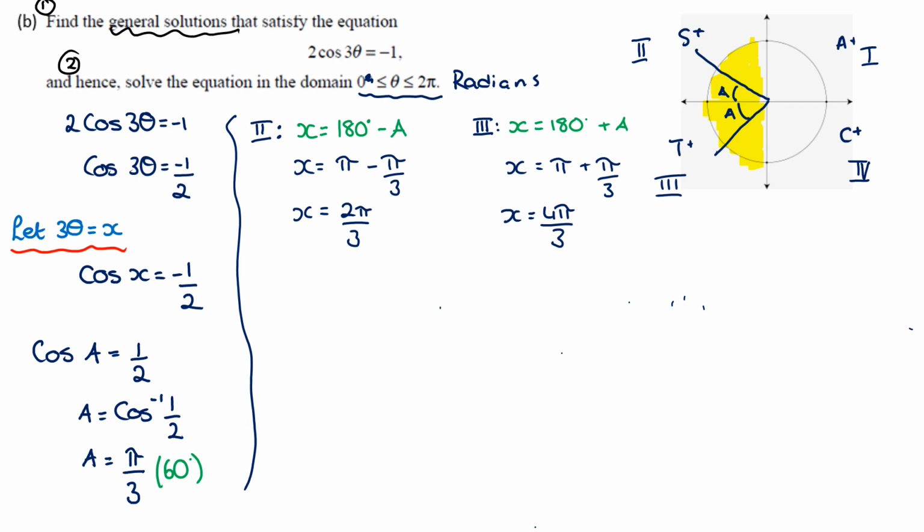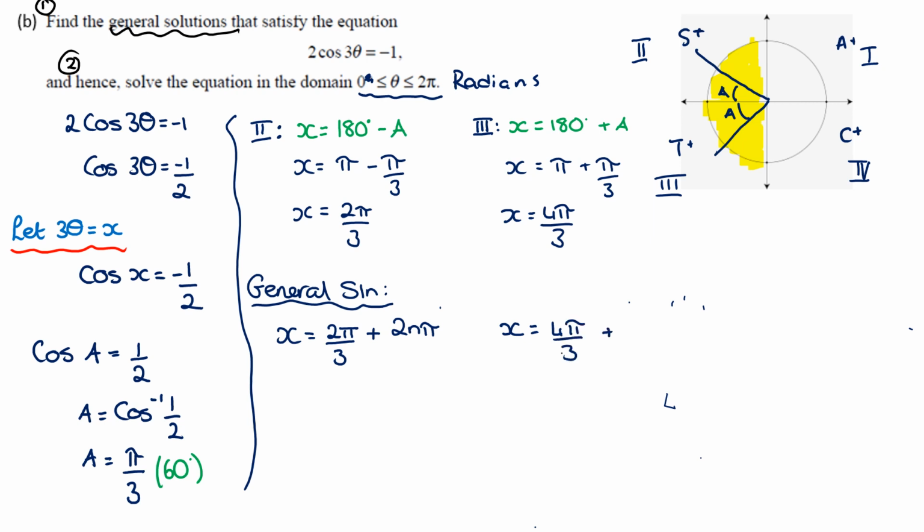We're not trying to solve this straight away. We're actually trying to get the general solution. So in order to get the general solution, we're going to put in any number of rotations. That means x is actually equal to 2 pi over 3 plus some number of rotations. Usually it's 360, but we have 2 pi because we're dealing in radians, so it's 2n pi, where n is the number of rotations. And here is 4 pi over 3 plus 2n pi.